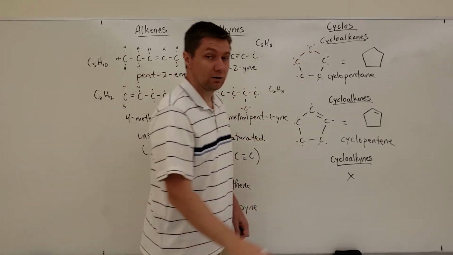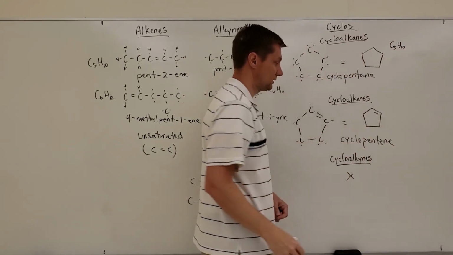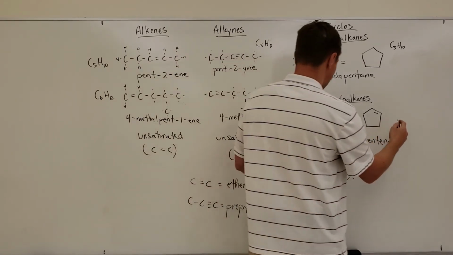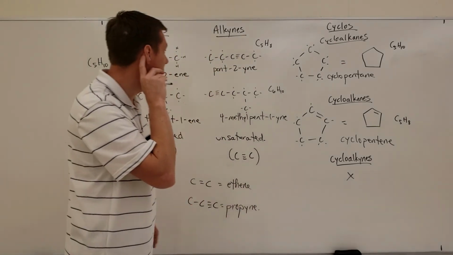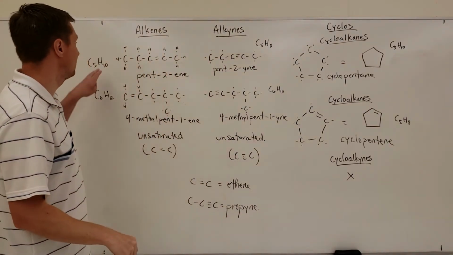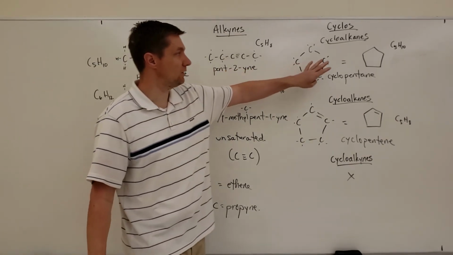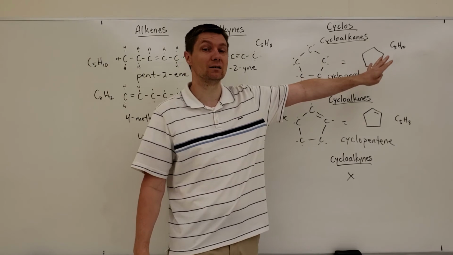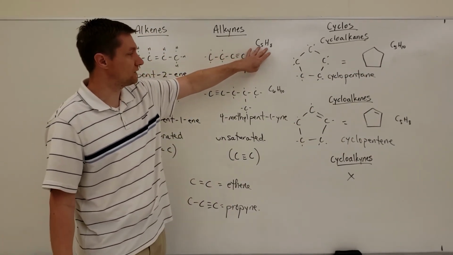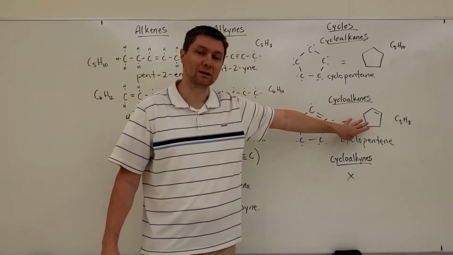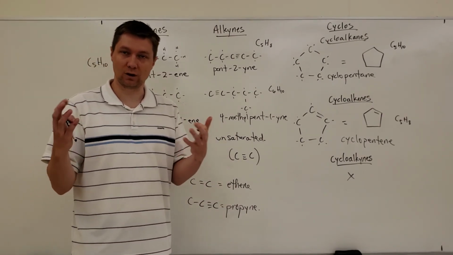Take a look at these cycloalkanes here. This would be C5H10. And this one, the cyclopentene, would be C5H8. Now what you can notice here is that the chemical formula of this alkene, if it's got 5 carbons, is the same chemical formula as this cycloalkane. And if you take a look at this alkyne right here, it's got the same chemical formula as this cycloalkene right here.